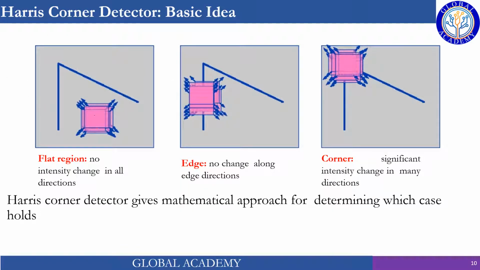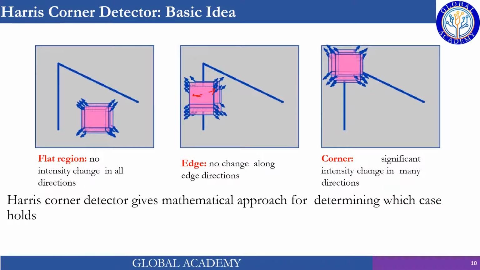If the patch is centered over here, it's a flat region. Translating this patch a little bit, say a 10 by 10 or 11 by 11 patch, by 2 to 3 pixels in any direction, you will get no change. So it's like a flat surface. If you are on an edge, and you translate the patch towards the right or left, there is no change in intensity.